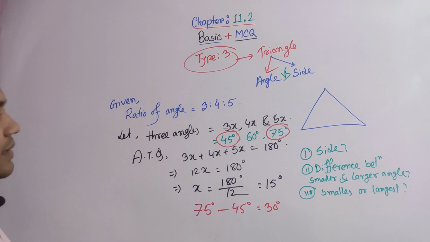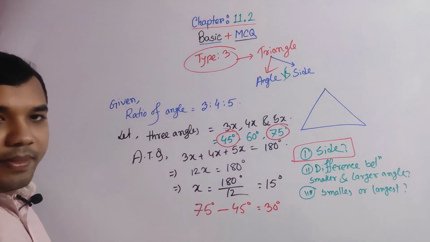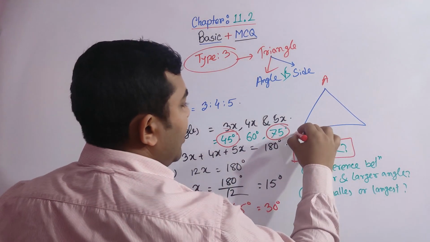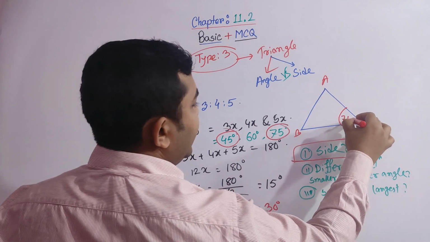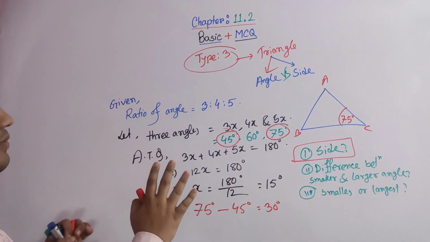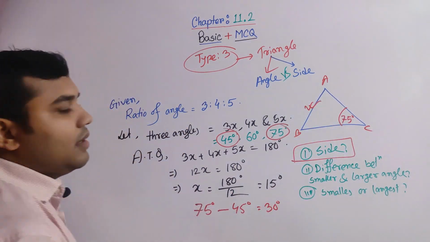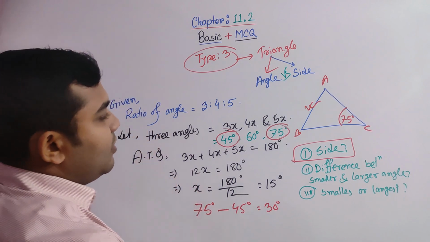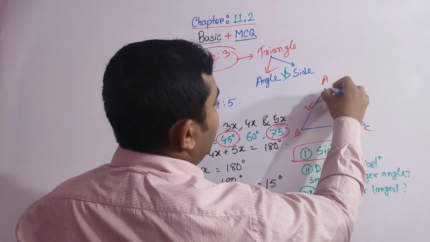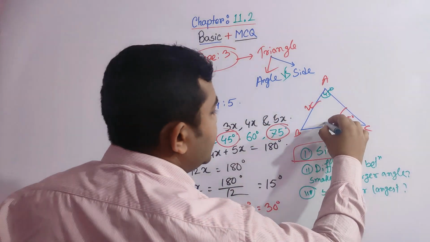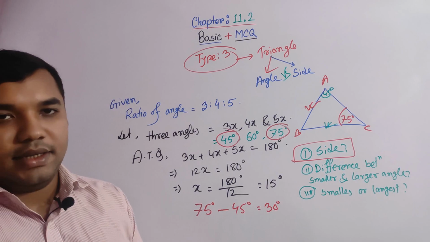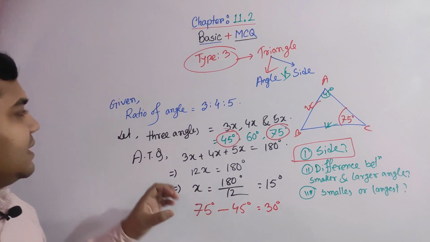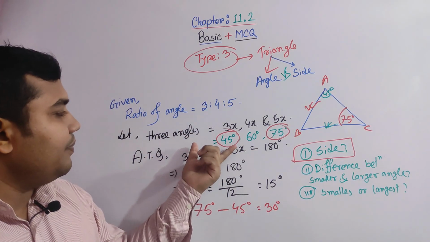And another question is, which side is bigger? The side where the angle is 75. Say for example, our ABC is our triangle and this angle is 75 degrees, then this side will be the bigger one. And if that is our smaller angle, 45 degrees, then this side should be our smallest side. That's the relationship between side and angle. Generally, the question says from the ratio we have to find the angles.